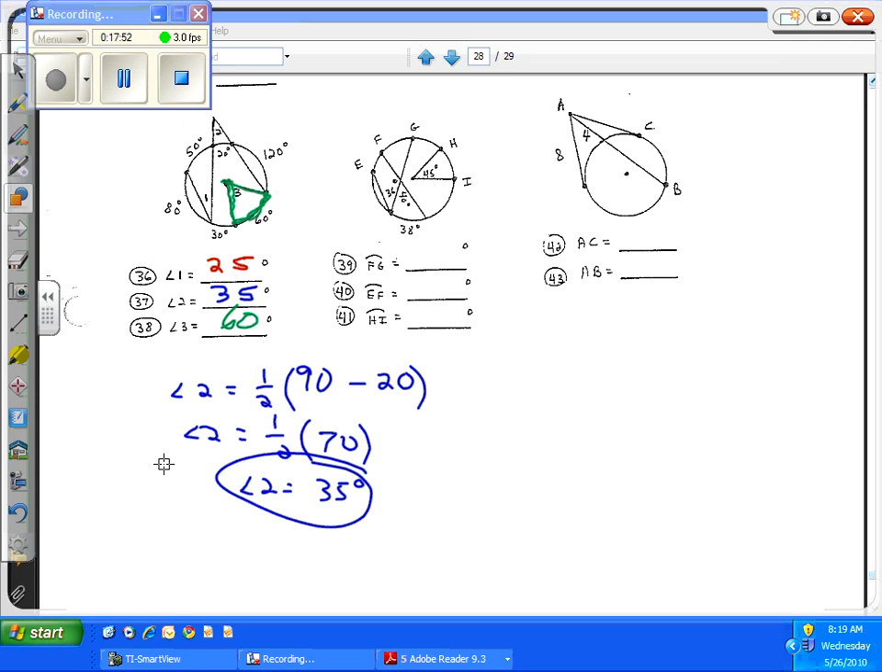Angle 3, we say, where's its vertex? The center. If the vertex is the center, what's the rule? It's equal to the intercepted arc, 60 degrees. Any questions on 36 through 38? Okay.